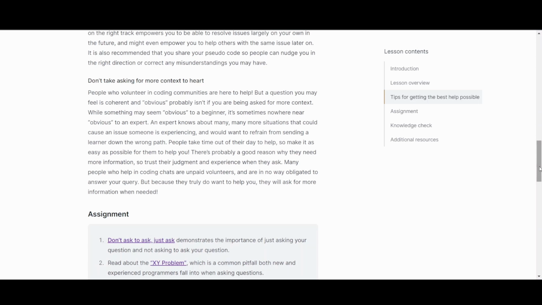People take time out of their day to help, so make it as easy as possible for them to help you. There's probably a good reason why they need more information, so trust their judgment and experience when they ask. Many people who help in coding chats are unpaid volunteers, and are in no way obligated to answer your query. But because they truly do want to help you, they will ask for more information when needed. That's why I said before to try to put yourself in the other person's position, and understand how they would react to your question or explanation of the problem. Make sure it's clear.